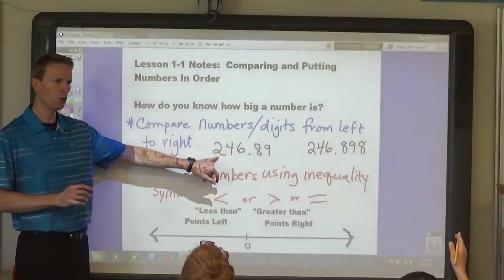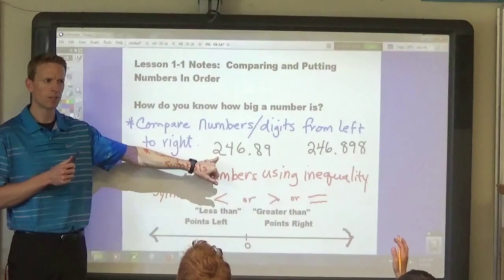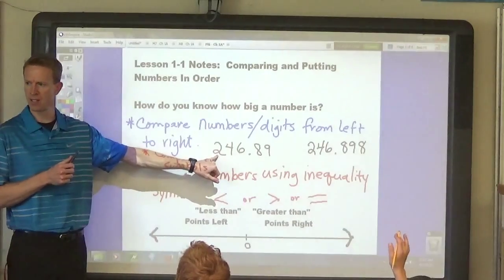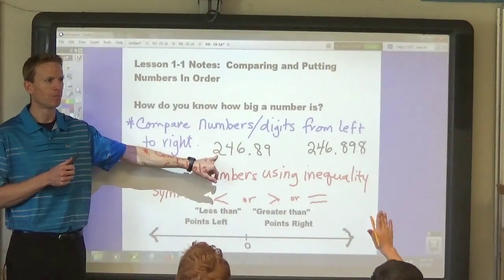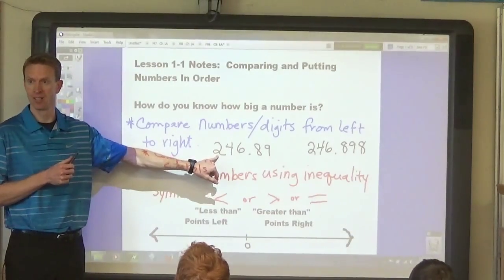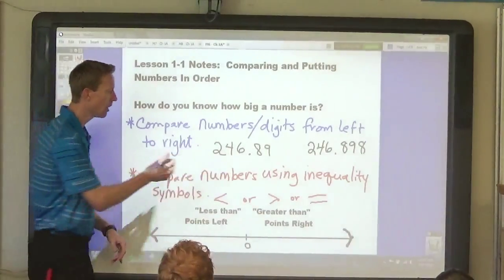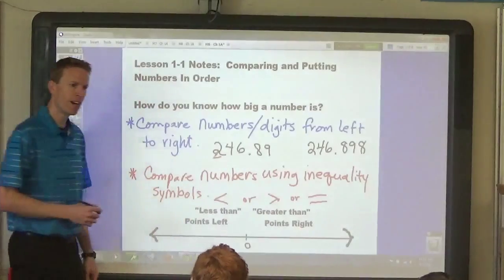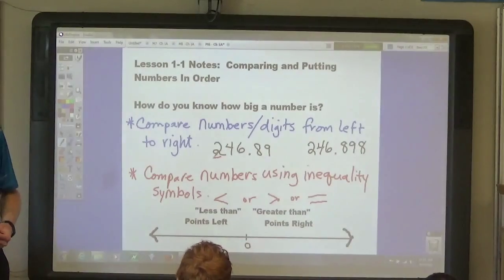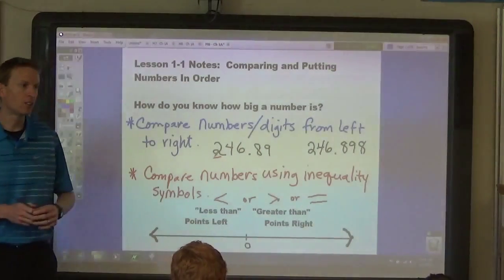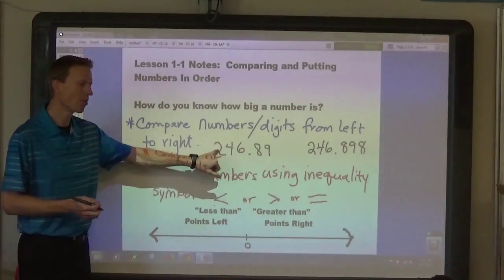Does this just mean 2? Like 2 of something? What does this 2 mean in this number? Bryce? It means 200. Right? It's not just 2, but 200. So the place of the number is very important, isn't it? The place tells you the value. That's why it's called the place value. It tells you the value of this digit.